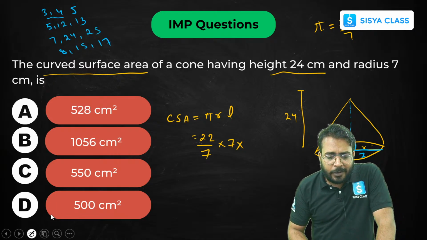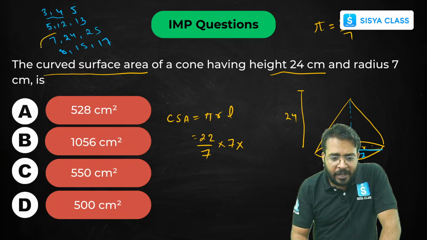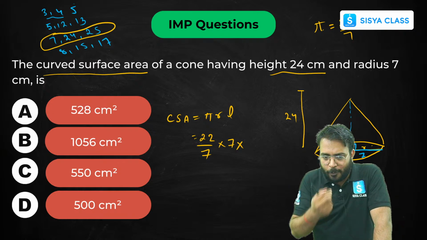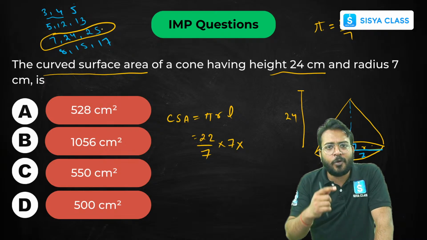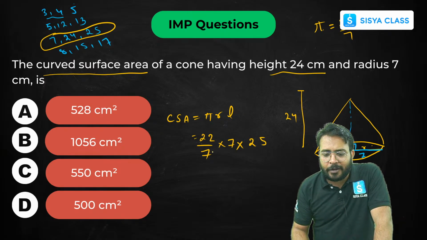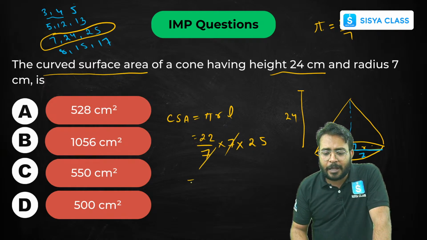And here they have given 7, 24, 25. If two sides are given 7 and 24, then the missing side is going to be 25. Understood my point? And always the greater side is going to be your hypotenuse. So here my L is going to be 25, and now 7 and 7 will get cancelled out. Now you can multiply 22 into 25.